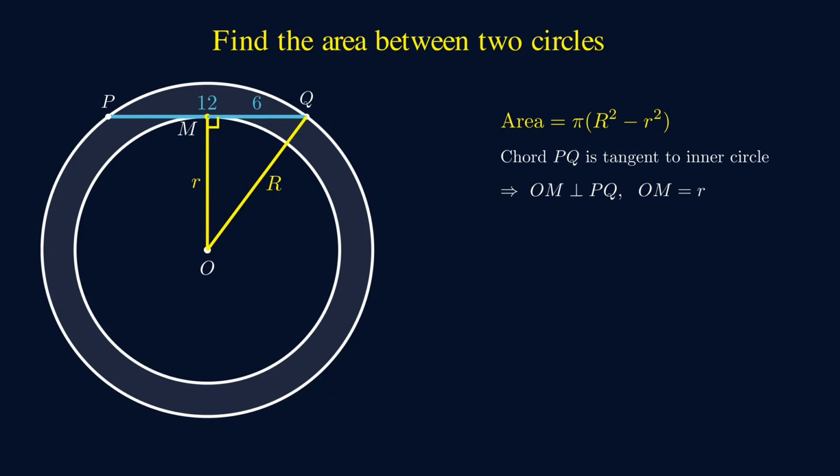Next, we look at the chord itself. We're told the full length of the chord PQ is 12, so naturally the midpoint M splits it into two equal pieces. That means MQ has length 6.